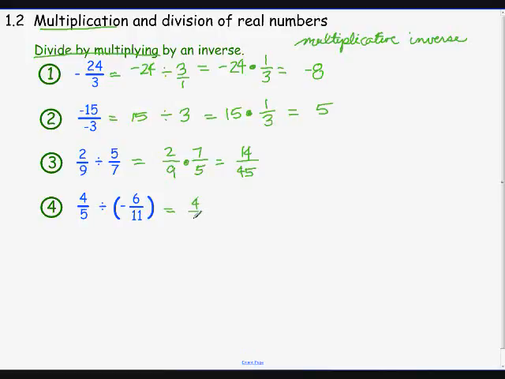Stay, change our symbol to multiplication, and flip. So we're going to have a negative 11 over 6. Negative 44 over 30. But we wouldn't leave it like that, would we? Because we notice these are both even numbers, which means we can at least factor out a 2. So if we divide the top and the bottom by 2, we get negative 22 over 15.